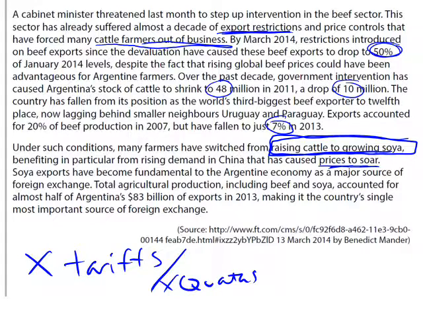Soya exports have become fundamental to the Argentine economy as a major source of foreign exchange. Total agricultural production, including beef and soya, accounted for half of Argentina's exports. So again, we know that those are two very important crops. Probably depends upon which one potentially could gain the greatest value. So was beef a better crop to be exporting rather than soya?